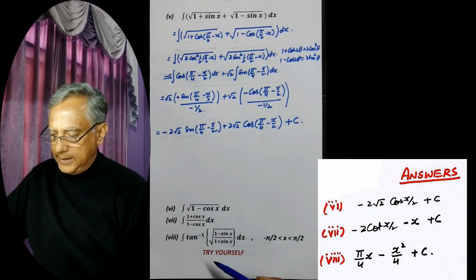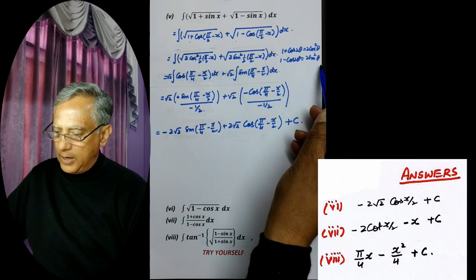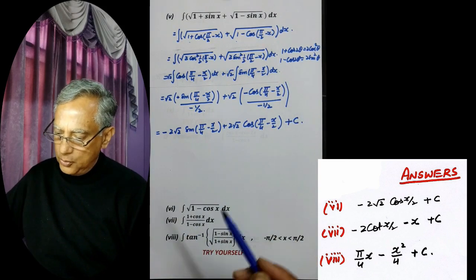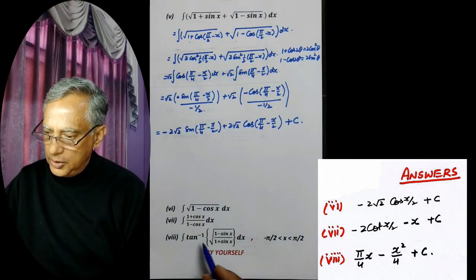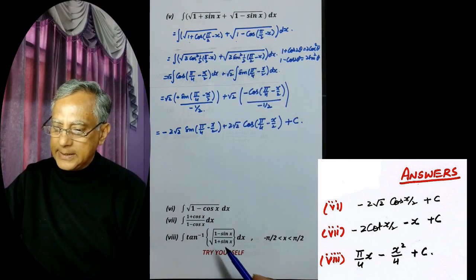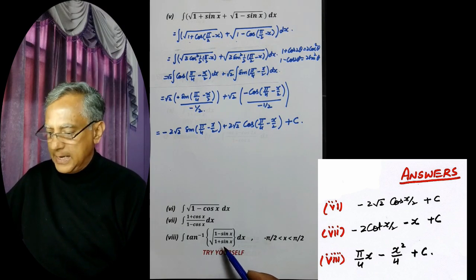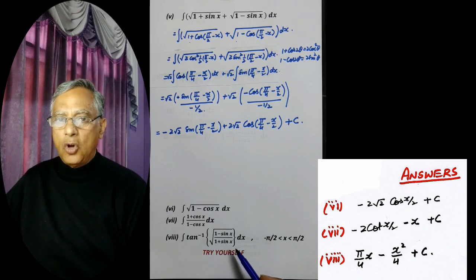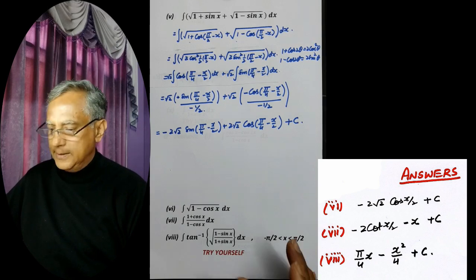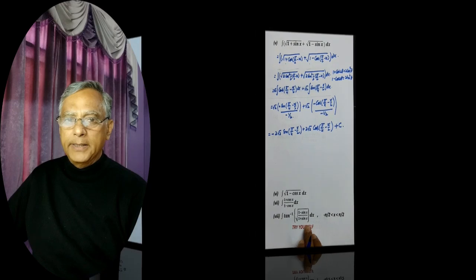You can try these questions yourself. We have a formula for 1 minus cos x. Use it. Here also use it. And 1 minus sin x can be written as 1 minus cos of pi by 2 minus x, and 1 plus sin x can be written as 1 plus cos of pi by 2 minus x. And you can complete this.